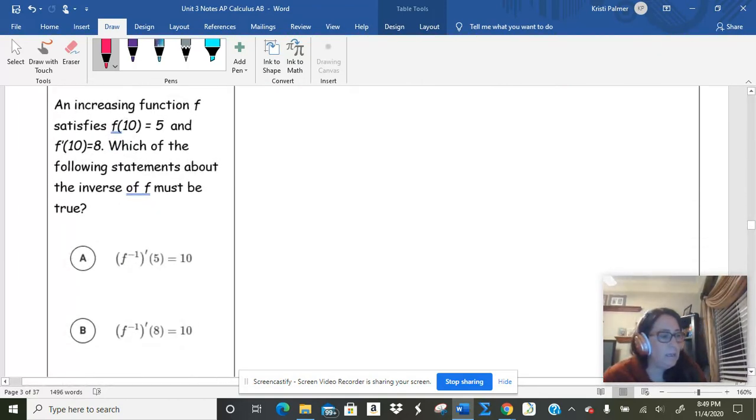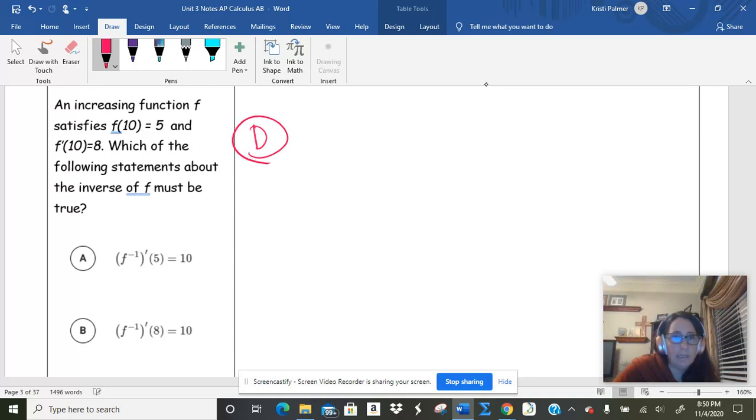Okay, see if you can get this one. So work through it and see if you get D. I really want you to try that one on your own. And again, if you need more help, we can do more together in class, okay?